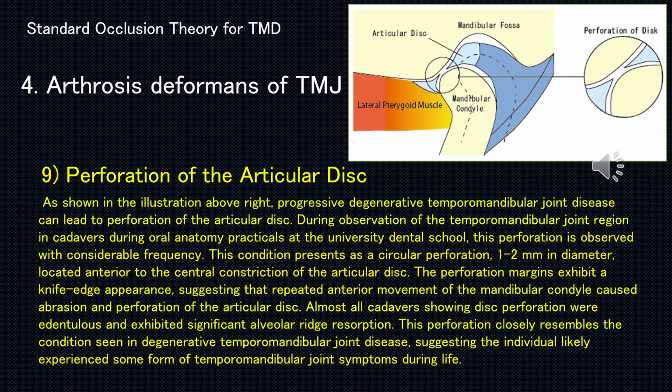This condition presents as a circular perforation 1 to 2 mm in diameter, located anterior to the central constriction of the articular disc. The perforation margins exhibit a knife-edge appearance, suggesting that repeated anterior movement of the mandibular condyle caused abrasion and perforation of the articular disc.